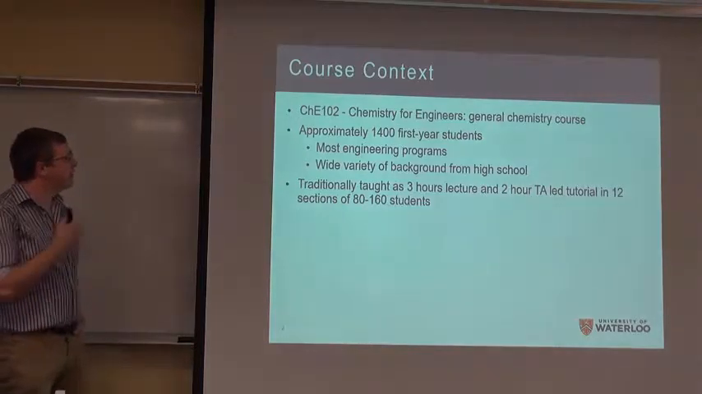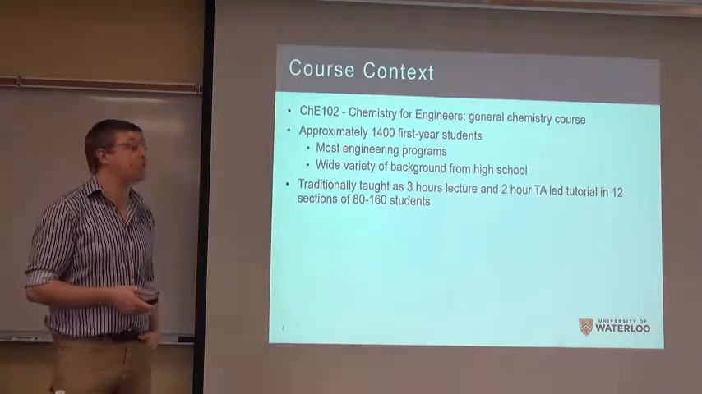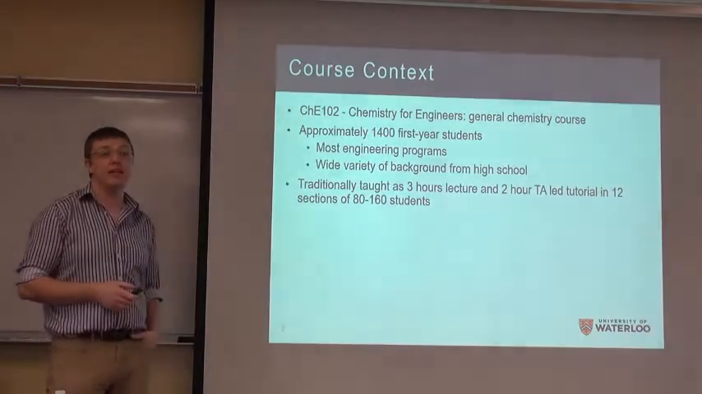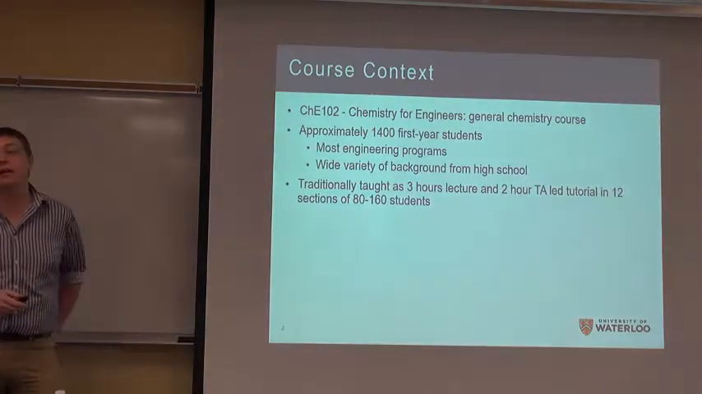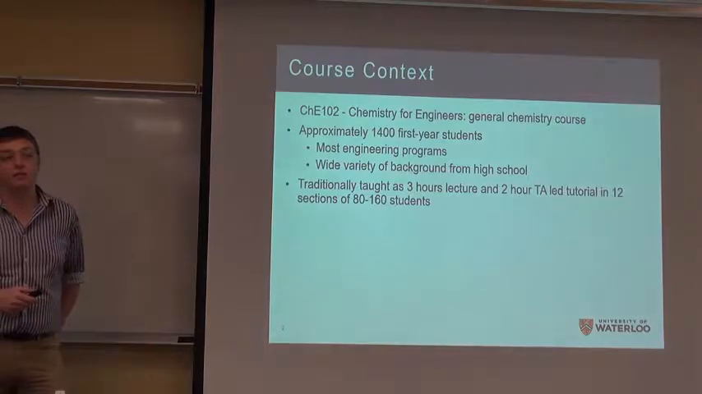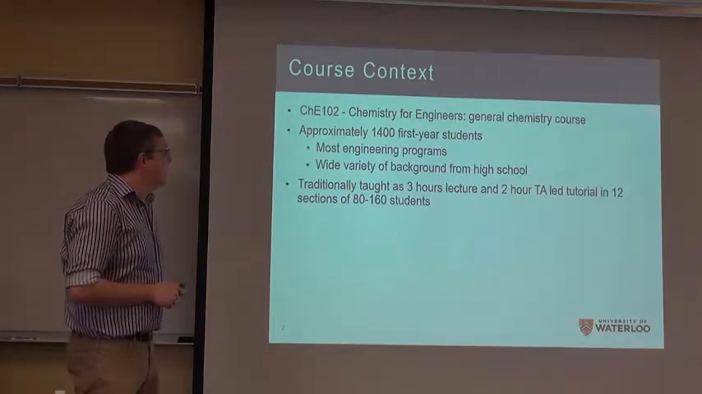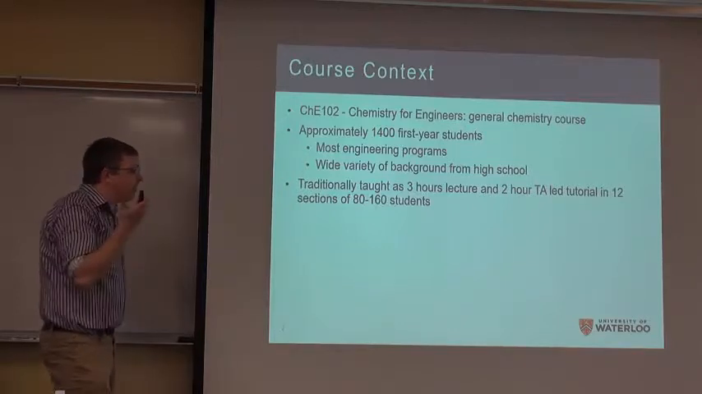So chemistry, CHE 102, Chemistry for Engineers. It's a general chemistry course. It's delivered to about 1,400 first years in 12 sections in most of the engineering programs. The nanotech and systems students don't take it, but everyone else does. It's traditionally been taught as a kind of a regular lecture course.